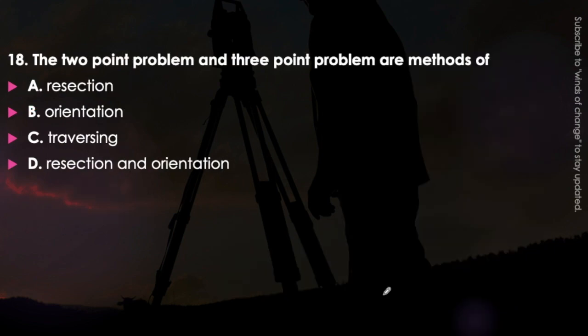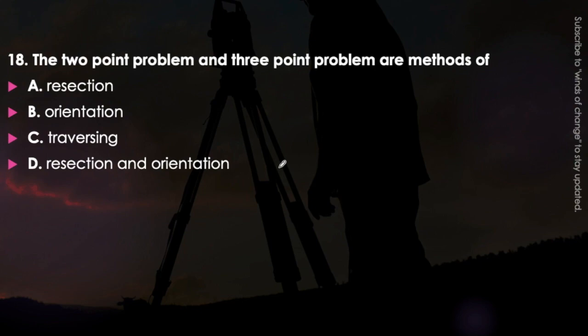Memorize it. Next question. The 2-point problem and 3-point problem are methods of resection, orientation, traversing, or resection and orientation. This is also an easy question. If you know the 2-point and 3-point problem, you will be easily able to answer it.